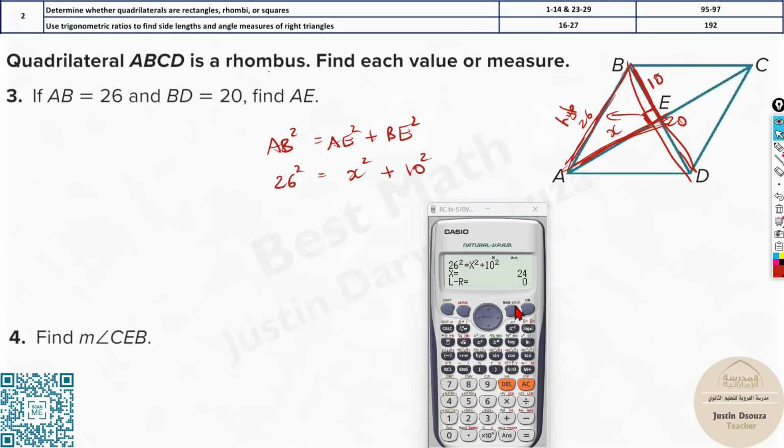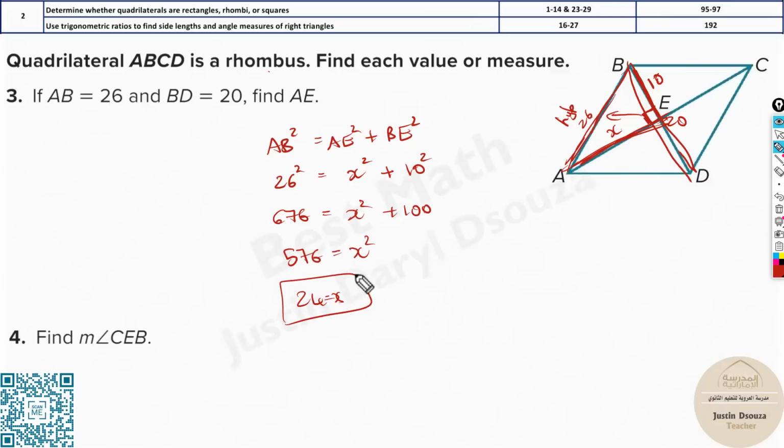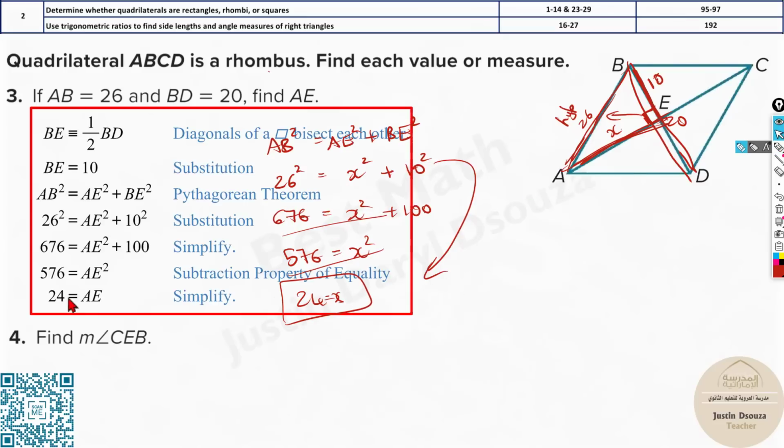Or if you want to do the steps, you can just do 26 squared. That is 676 over here, 676 equals X squared plus 100. And take this to the other side, it'll be 576 is equal to X squared, and take the square root, will be 24 equals X. So these are the steps if you want, or this is just substitution. So you can even jump over here. You must get full marks, because as long as you know the formula, the substitution, and then because you're using a calculator, you can directly jump to over here. So that would be the answer.